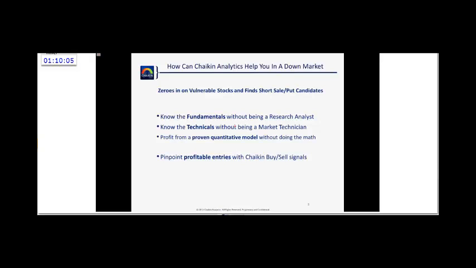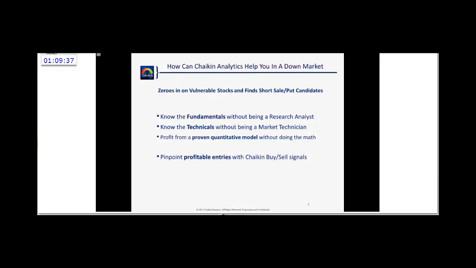Now, most of you know me as a market technician looking at money flow through the Chaikin money flow and Chaikin oscillator. This presentation, which is somewhat similar to the theme of the last one, is how you can combine fundamentals with technical analysis to increase your trading profits. Now, we do that and we help you in a down market by helping you zero in on vulnerable stocks and find short sale and put candidates.